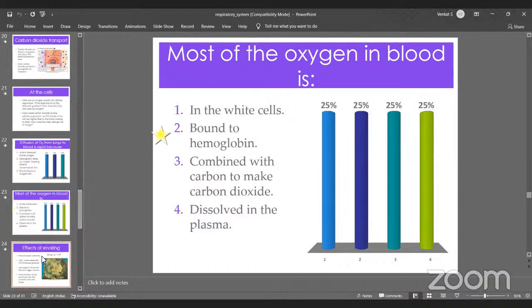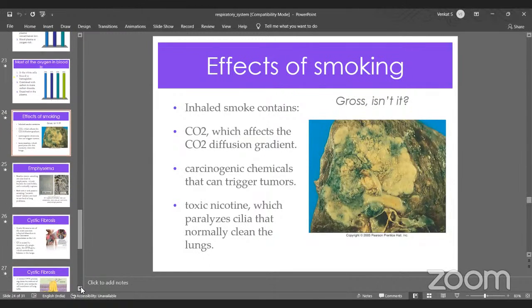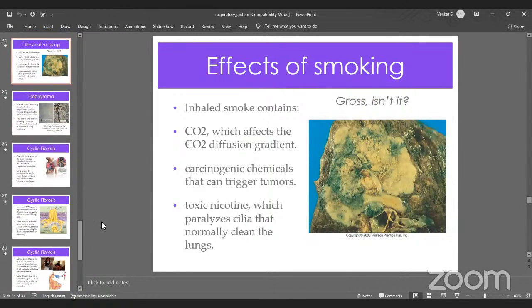The next one, the effect of smoking, which is very injurious to the lungs. Inhaled smoke contains carbon monoxide, which affects the diffusion gradient, and carcinogenic chemicals that can trigger tumors. This is the structure of tumors. This is the lung of someone who smokes, where the diffusion gradient is affected and carcinogenic chemicals are forming tumor cells.